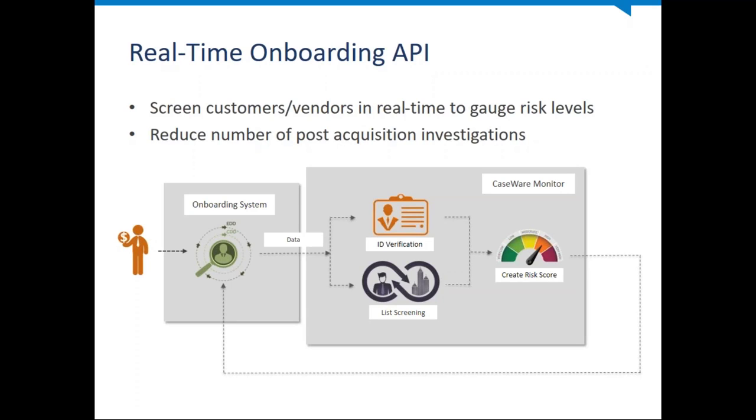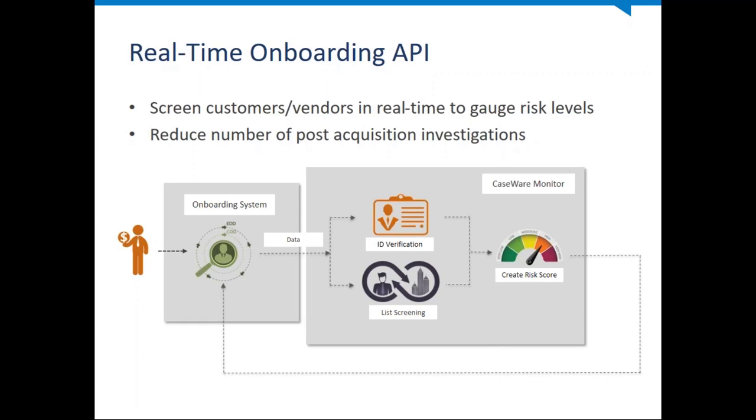You're bringing on a new customer. This customer is going to be purchasing your product, and you want to onboard them, and they're a significant sized customer that's looking for pretty significant credit terms and so on and so forth. With this API that we have built, it allows you from your onboarding system to use the CaseWare Monitor technology and screening engines and data checks that we have to screen and verify this customer and then feed that information back to your onboarding system.